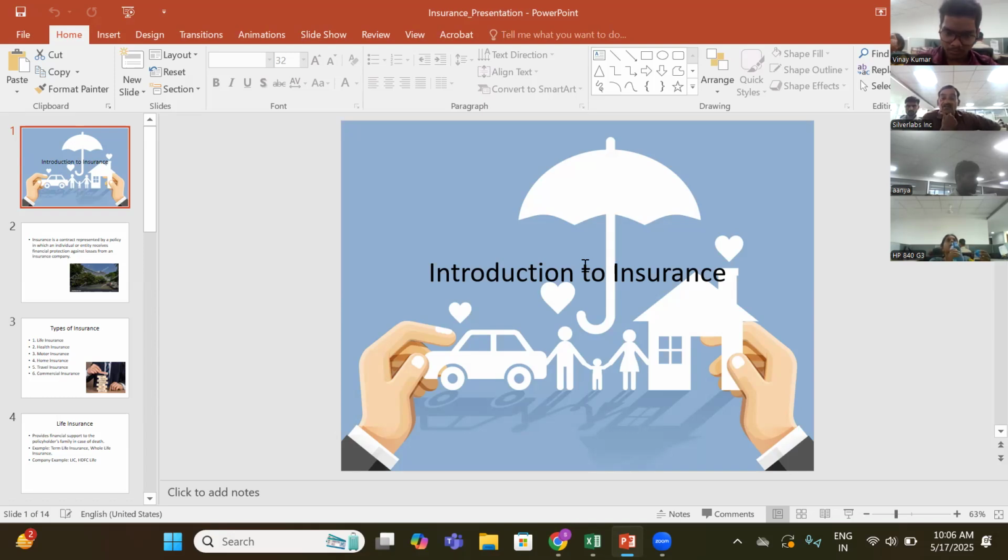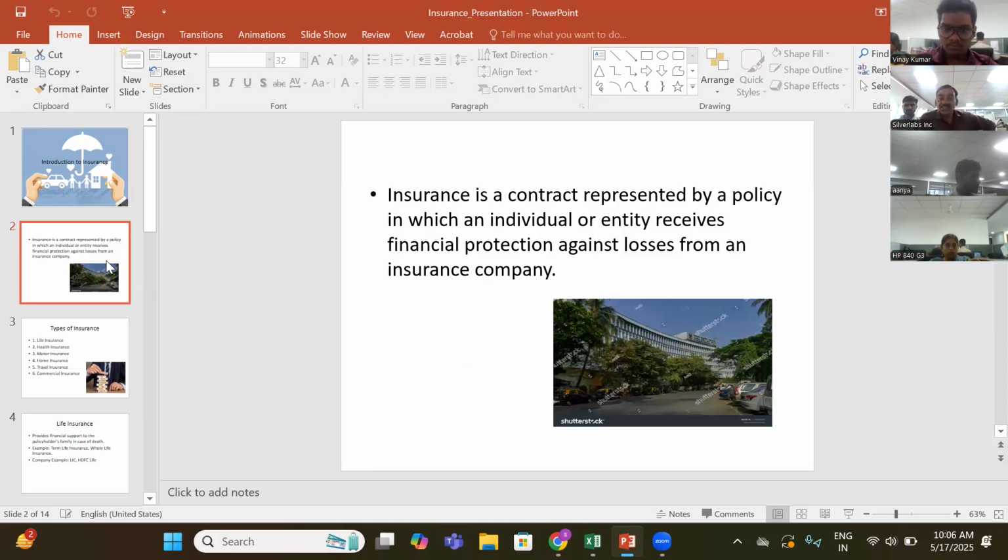So here we talk about why insurance is needed for each and every person. Insurance is a contract represented by a policy in which an individual or entity receives financial protection against losses from an insurance company. In the sense, the insurance company will come to help a person, that is a victim, who has suffered or is facing losses due to which he is unable to cope in his financial activity to become financially healthy.